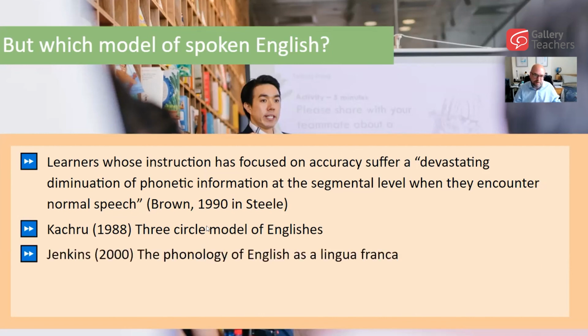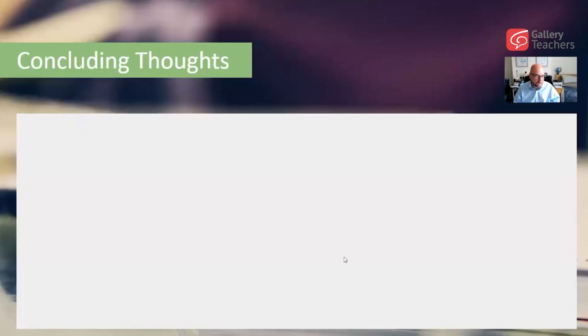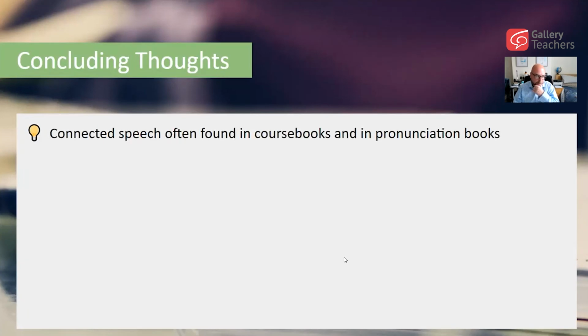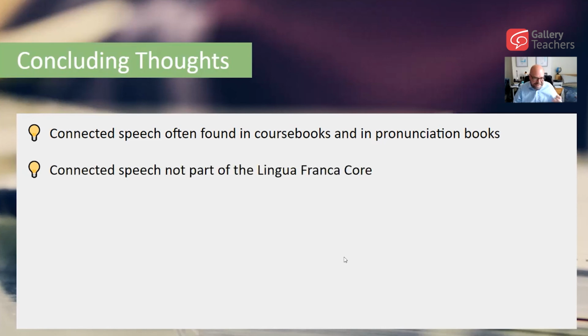And then in 2000, Jennifer Jenkins, now at the University of Southampton, wrote her phenomenally important book, The Phonology of English as a Lingua Franca, in which she made the point that connected speech actually isn't important for intelligibility for that majority of speakers from the outer circle. So with that in mind, I'd like to suggest the following. You will see connected speech in course books and in pronunciation books particularly, but it is not a part of the Lingua Franca core.